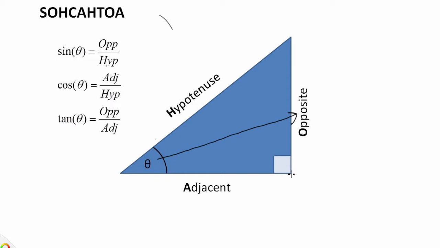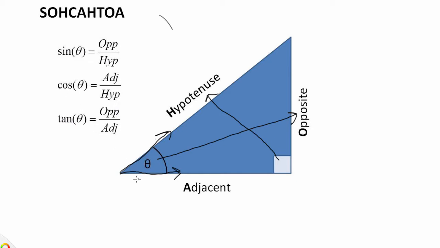Then the hypotenuse is always the one that is opposite the 90-degree angle, and the adjacent side is the one actually touching the angle theta. Now notice that the hypotenuse is also touching the angle, because this is the angle right here. This is theta. It has sides of this side and this side, and one of the sides will always be the adjacent side, and the other side will always be the hypotenuse. And just remember, the opposite side is way over there.